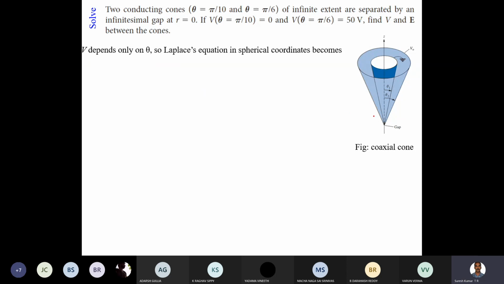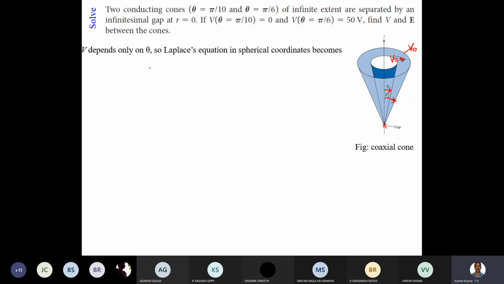It's like a coaxial cone. You can see the center conductor, a coaxial conical conductor, and this is the outer conductor, two conductors separated by some dielectric epsilon. This outer conductor is kept at potential V naught, and the inner conductor is kept at zero potential, V equal to 0. There is a minor gap, otherwise these two cones will get short circuited. The inner cone is represented with angle theta 1 and the outer cone with angle theta 2.